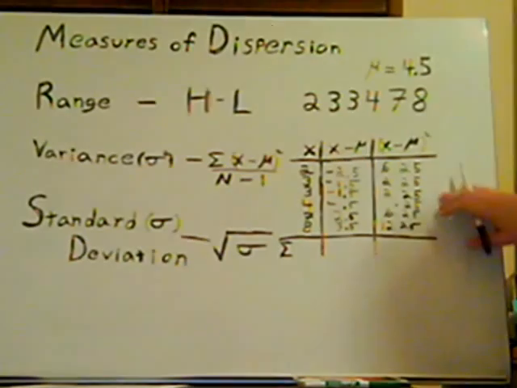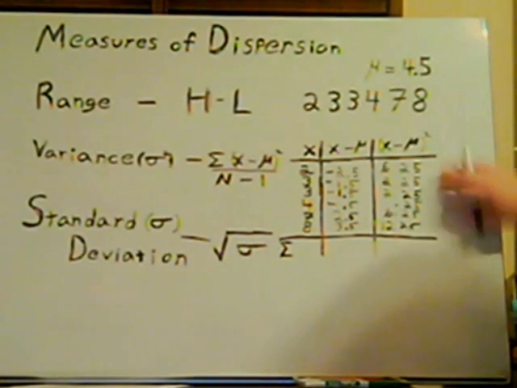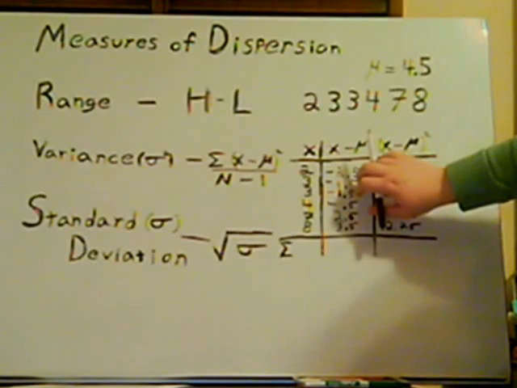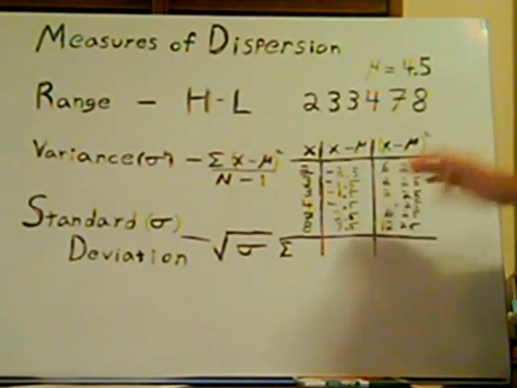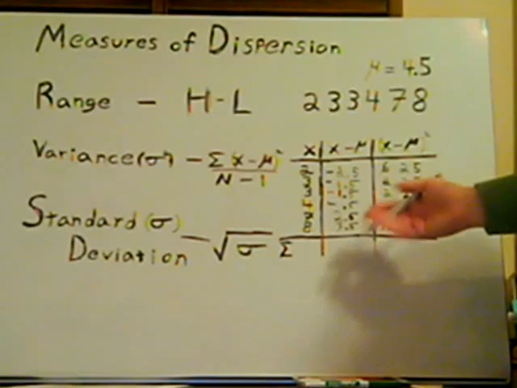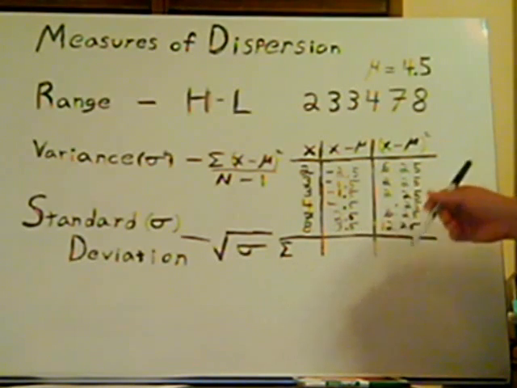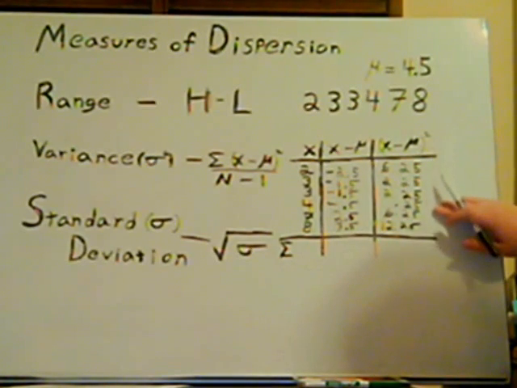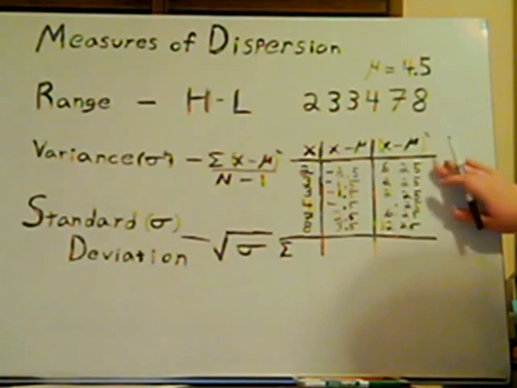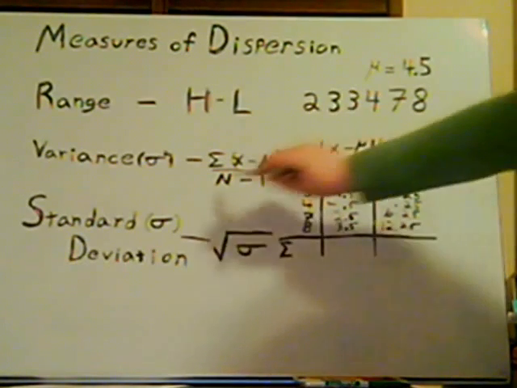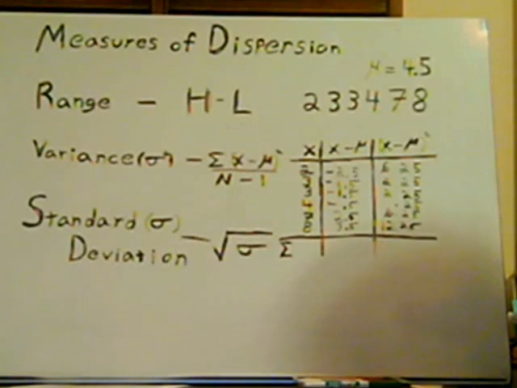The third column is x minus mu squared. And all you do for this is you take the answer you got in the second column, and you square it. Any negatives you have will go away because a negative times a negative is positive. And you'll get this in your column. Then what you need to do is add it all up, just like the sigma says over here. Go ahead, add up the numbers, work the table yourself, pause the video, and we'll come back and I'll explain the rest.